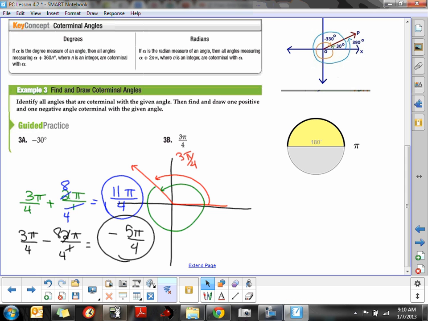So when they ask you to do that, that's what we're up against. We're trying to find those rotations, both in the positive and the negative direction, that are coterminal to the original angle that they give you. Don't get frustrated with the radians. It's going to take a little while to get used to those conversions and bringing them back and forth between degrees and radians, but it just will come with practice.